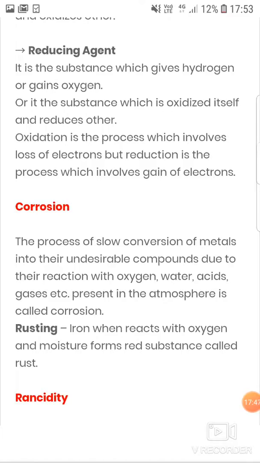Reducing agent: it is the substance which gives hydrogen or gains oxygen, or it is a substance which is oxidized itself and reduces others. Oxidation is the process which involves loss of electrons, but reduction is the process which involves gain of electrons.